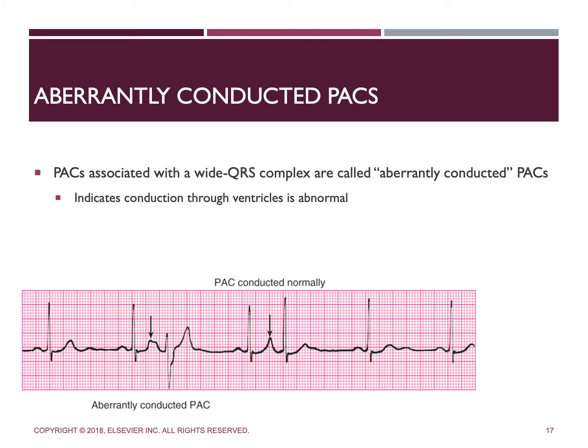As you can see on this ECG here, we have a PAC that is conducted normally. And then we also have an aberrantly conducted PAC. You see this wide QRS complex, whereas with our normally conducted PAC, you see a normal QRS complex.